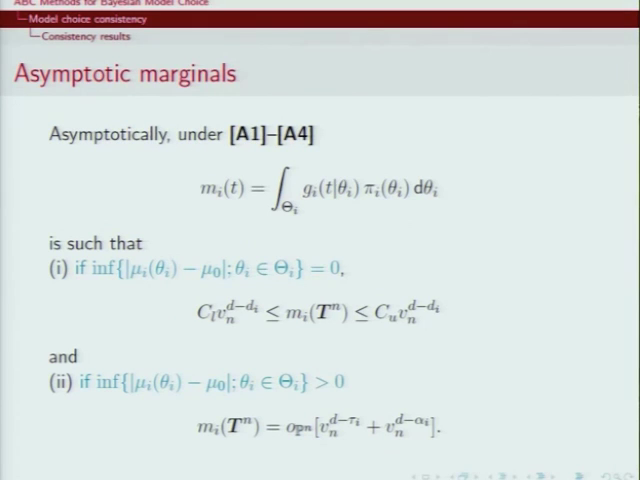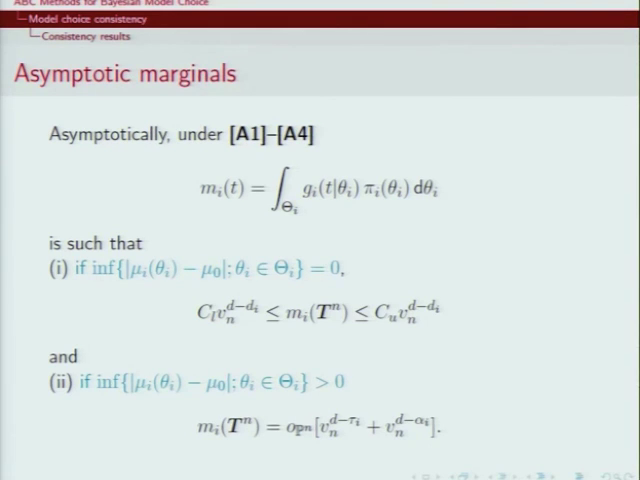Namely that if mu naught, the true mean of the summary statistic as n grows to infinity, is contained in the range of the means of Tn under model I, so if the infimum of this difference is 0, then the marginal distribution of Tn under model I has a behavior that is of order Vn to the d minus di. In particular when di is d, the dimension of Tn, it says that essentially, asymptotically, the marginal of Tn is roughly constant. Okay, there are two constants to bound MI.